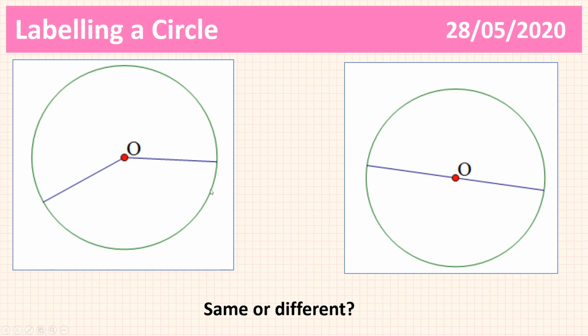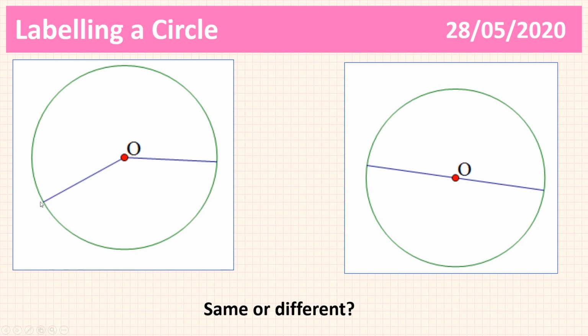So the first similarity is both diagrams have 2 sectors. The one on the left has a sector here and a sector here. The one on the right has a sector on the bottom and a sector on the top. Even though they are semicircles, they are still sectors of this circle. They're still fractions of the overall area.